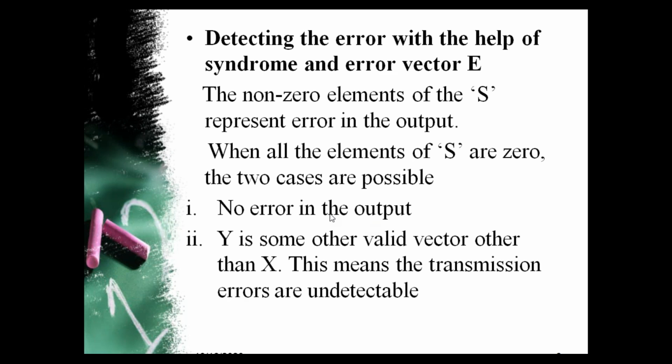Another possibility is that y is some other valid code vector other than x. This means that more errors have occurred, and the received code word became another valid code vector. That is, we transmit a code vector x1 and receive another valid code vector x2. Since it is a valid code vector, if you multiply the received vector with the h transpose matrix, we get a 0 vector. Therefore, in that case, we are not able to detect the transmission errors.